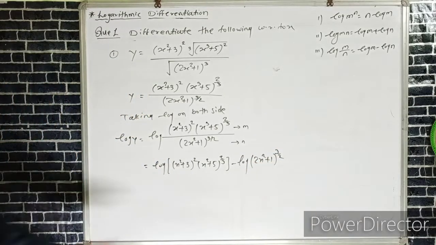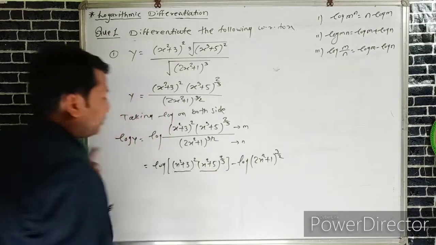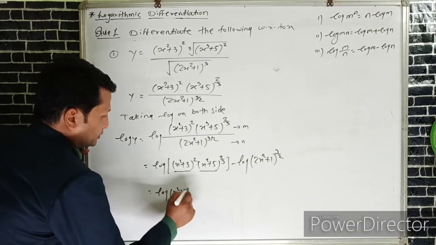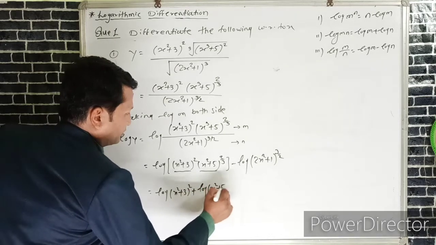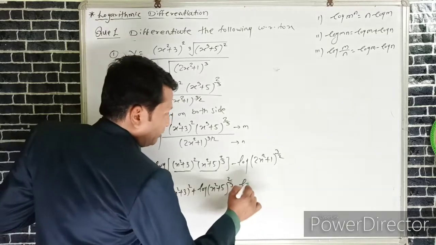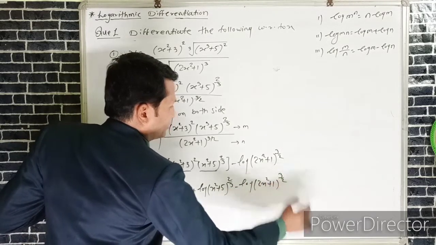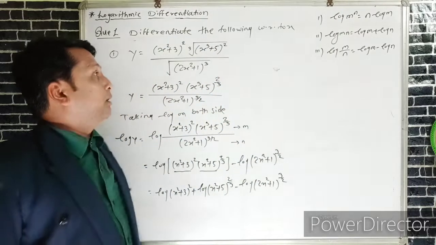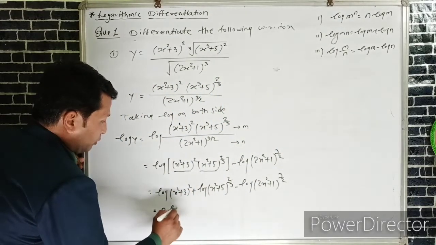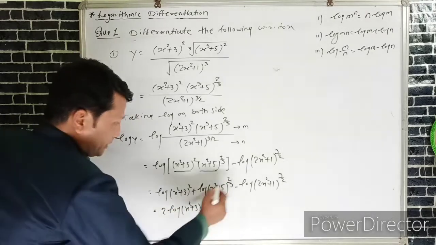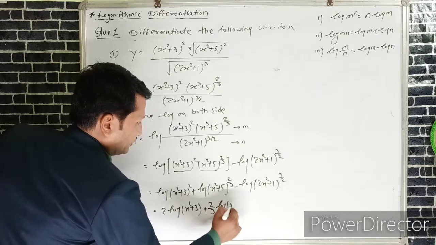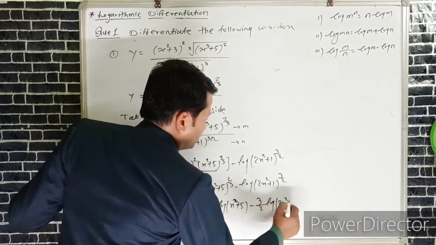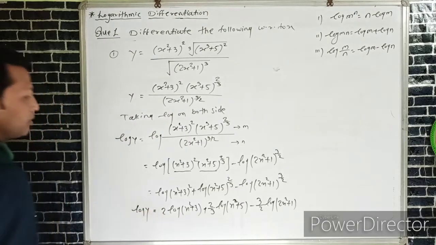Now again here we can apply log of m into n, which is log of (x square plus 3) whole square plus log of (x cube plus 5) whole raised to the power 2 by 3 minus log of (2x square plus 1) whole raised to the power 3 by 2. Now we can apply the rule of n log of m, log of m raised to the power n. These we can write as 2 log of (x square plus 3) plus 2 by 3 into log of (x cube plus 5) minus 3 by 2 into log of (2x square plus 1), which is the required value of log y.